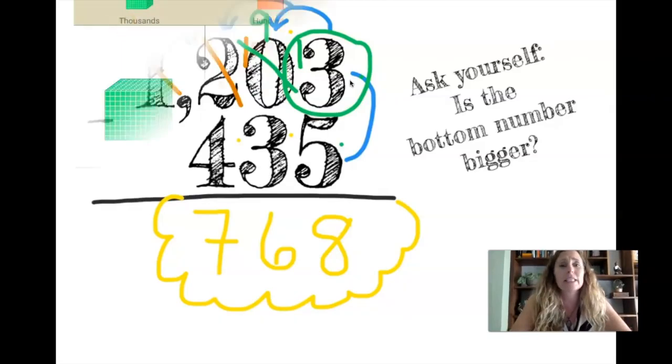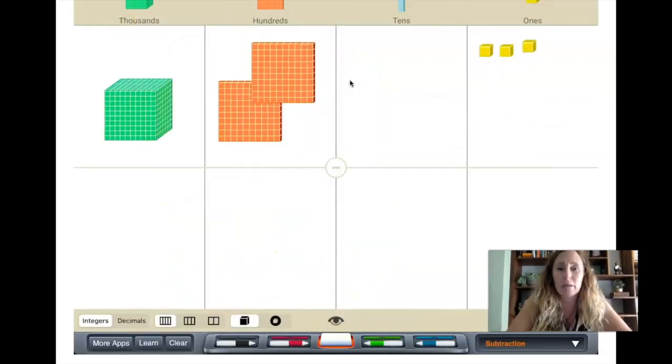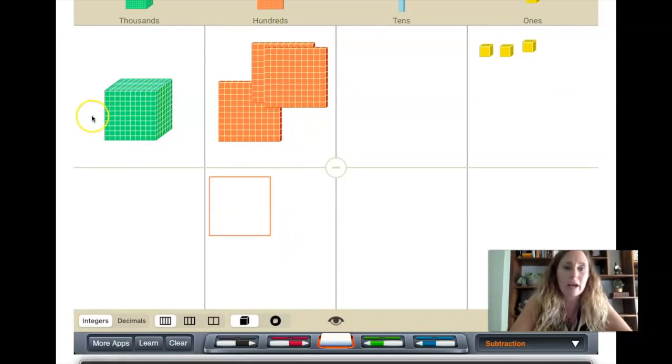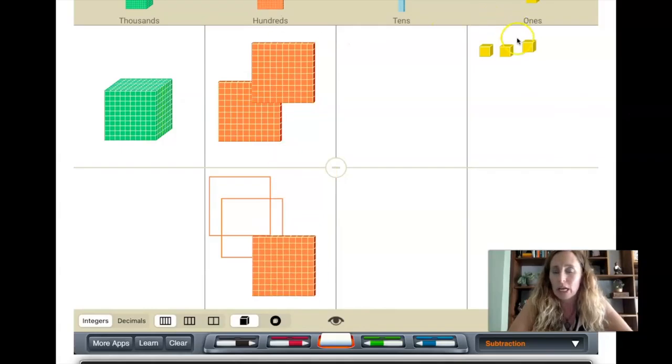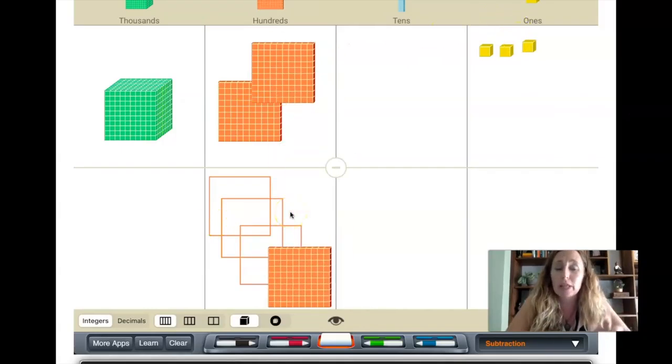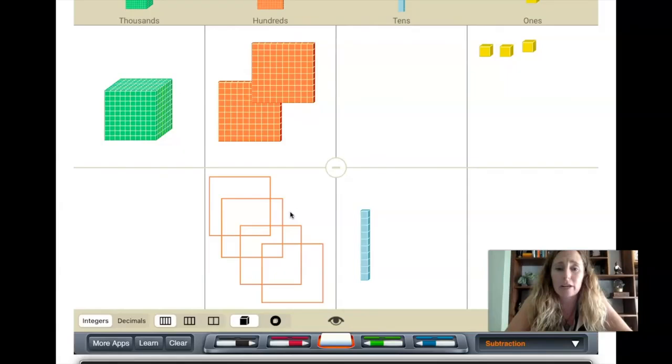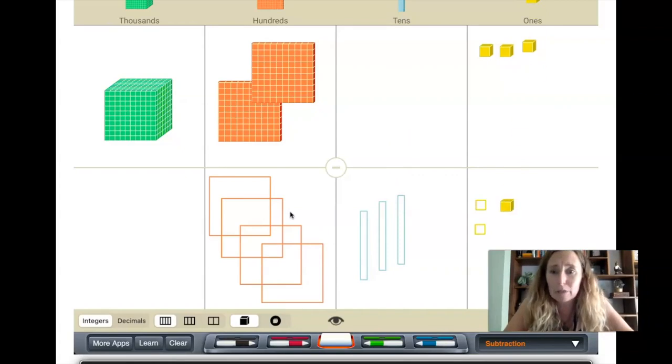Now, let's look at this exact same problem, but this time we're going to look at it with the base 10 blocks. And that might help you get a better mental idea of what it is we're doing when we carry. So I've started with 1,203, and now I'm going to show that second number that we had in our number sentence, 435.